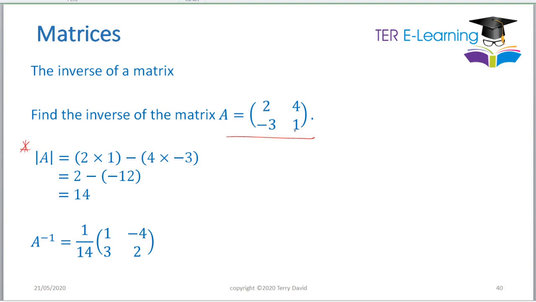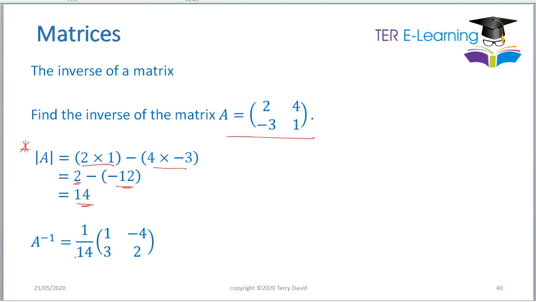So it's AD minus BC. So it's 2 multiplied by 1, subtract 4 multiplied by minus 3. 2 by 1 gives me 2, 4 multiplied by 3 gives me minus 12. 2 minus minus 12 is 14. So my determinant is 14.